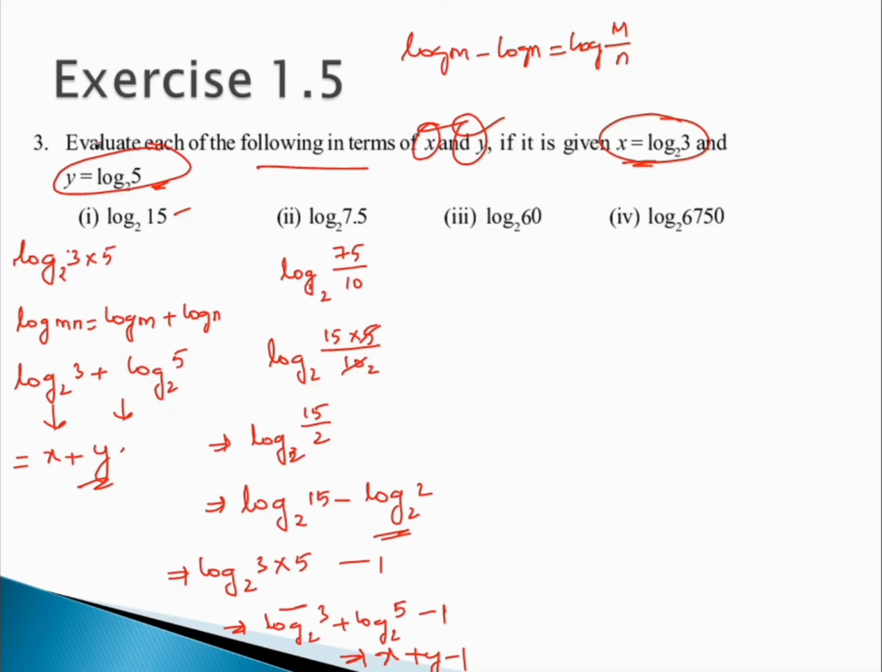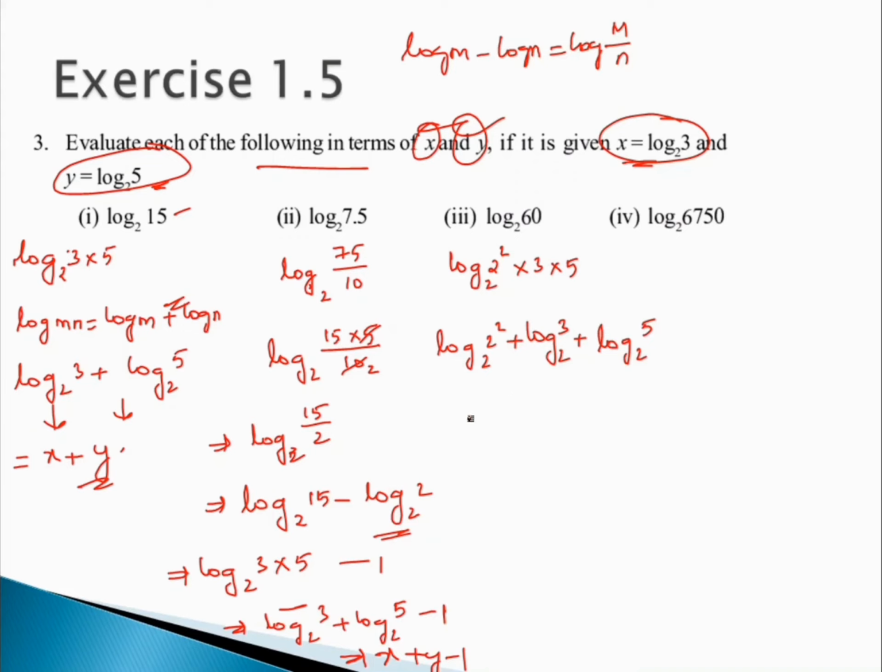Okay, so let us look at the next step, that is log base 2 of 60. How can I write this one? I can write this as log 2 of 4 into 3 into 5. So if you do this out, as you're having multiplication, the formula becomes addition, and substituting the required formula, that is log of 2.